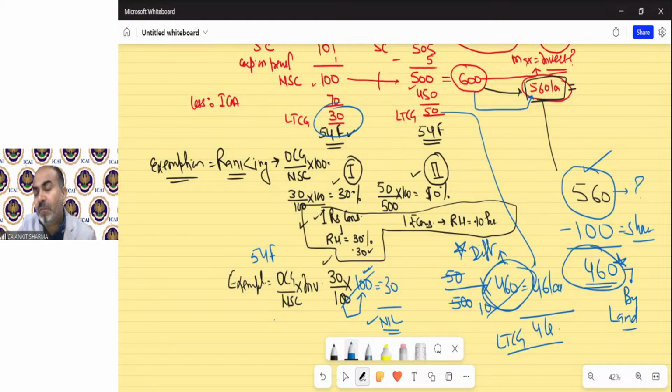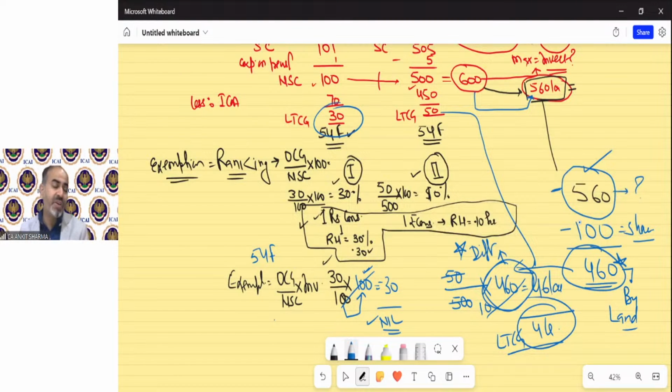Always do this in a working note. Whatever is the consideration, deduct the value that has been used earlier in rank 1. The balance will always come over here. You cannot write 500 over here. That will be the wrong answer. The balance left can be used for the purpose of exemption over here, and this will be your capital gain.